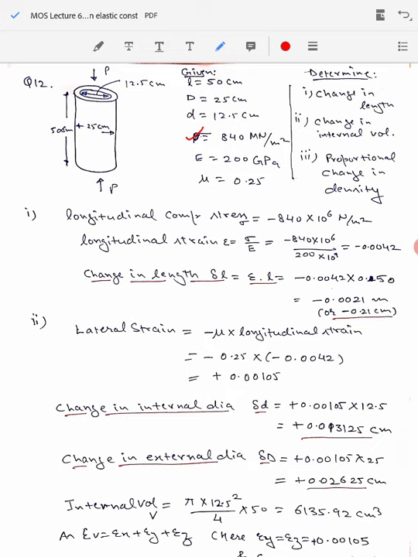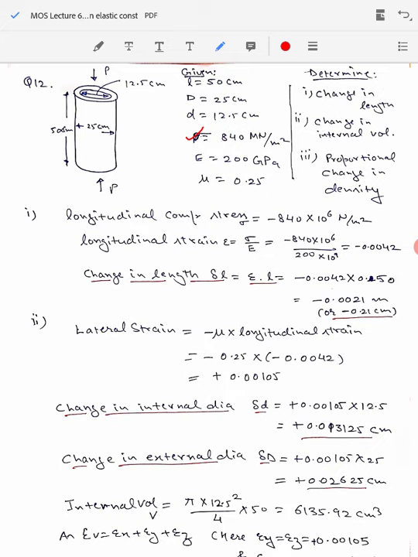Now on the basis of these details, the data that is being given to you, you need to determine the change in the length of the cylinder because of the applied stresses. You need to find the change in the internal volume of the cylinder as well as the change in the density of the cylinder. Okay, let's first start with the first part, that is change in the length of the body.